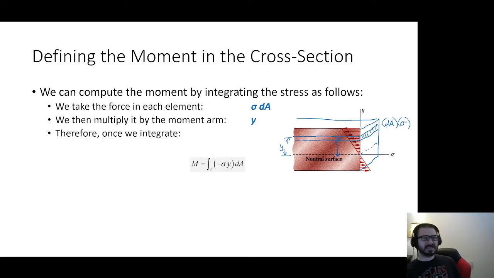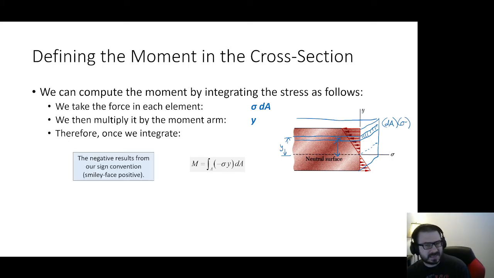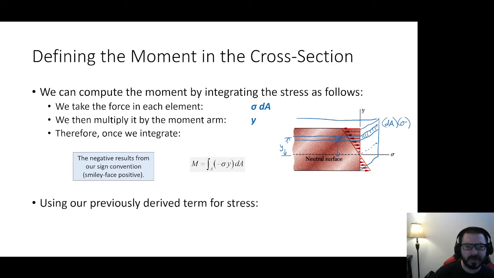And then if I take sigma times y times the area and then integrate that, there's the moment, right? Because I have force times moment arm for that little bit, and then I'm just summing it up for all the little bits along the cross section. Okay, now you'll notice there's a negative in there. The negative results from the sign convention that we use as structural engineers, where we have sort of smiley face positive for bending moments. So if you're wondering where the negative came in, that's where that came in.